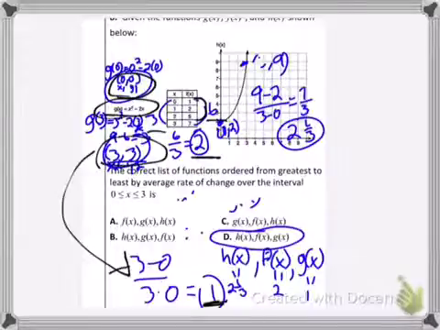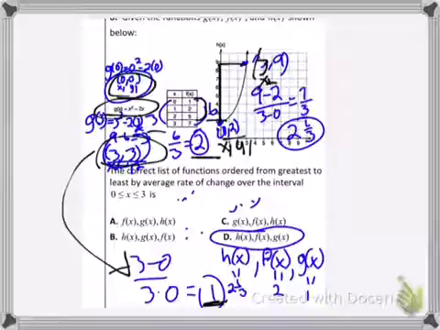Alright, and then the last one, I go up 9 over 1. I got 3, 9, and I have 0, 2. So that's my x1, y1, x2, y2. So 9 minus 2 is 7, and 3 minus 0 is 3. It gives me 2 1/3.